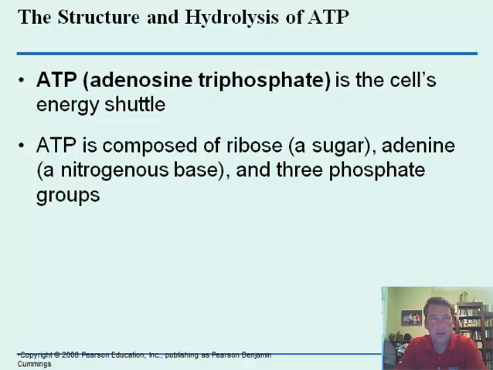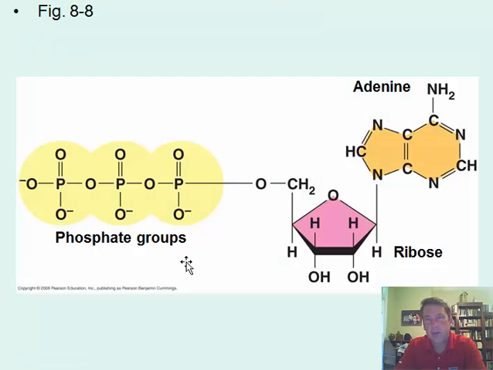We can look at an image here of the molecule. All right, so we've got our sugar here, see the ring formula there, and we've got our base, adenine, and our phosphate groups. There are 3 phosphates attached to it, and that's why it's called adenosine triphosphate.